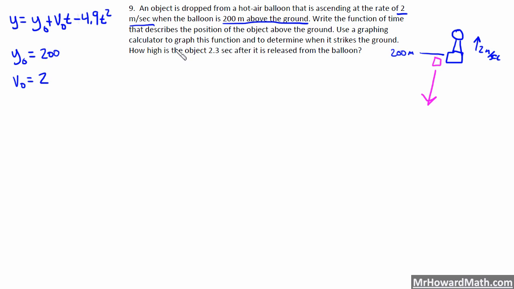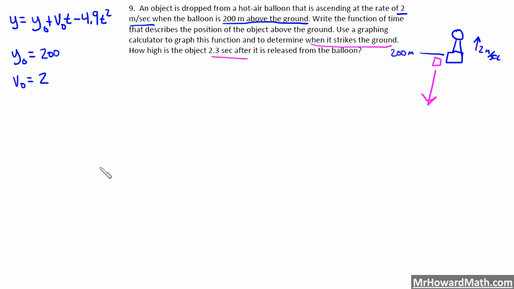Okay, so use a graphing calculator to graph this function and determine when it strikes the ground. How high is the object 2.3 seconds after it is released from the balloon? So we're going to have to find this, and then we need to graph it. And we need to find out when it strikes the ground. So several things that we have to do here.